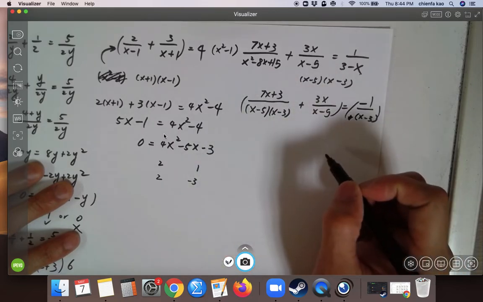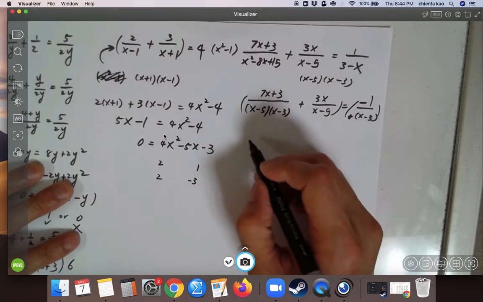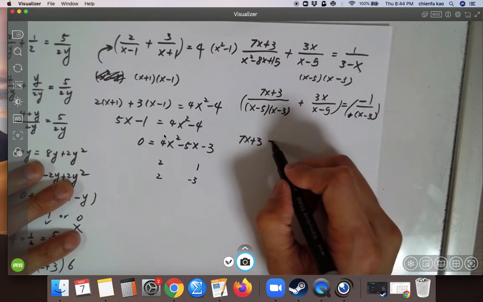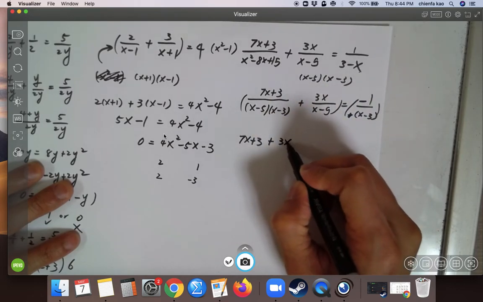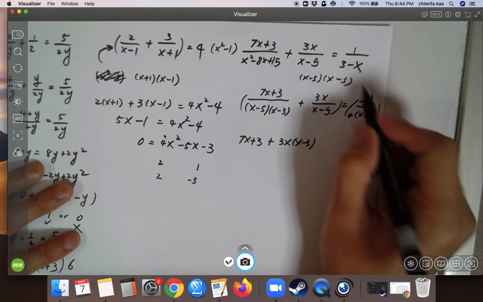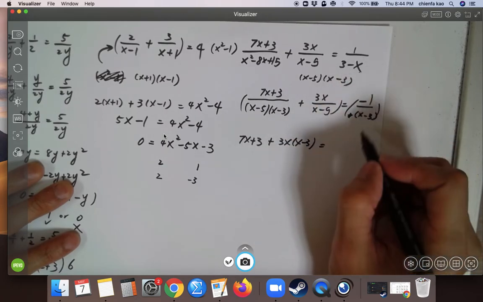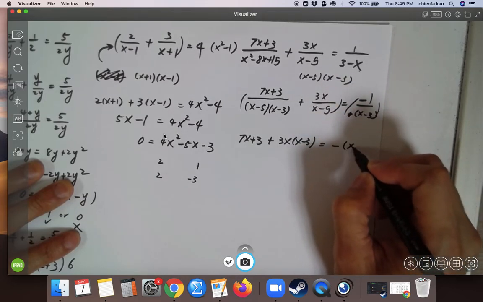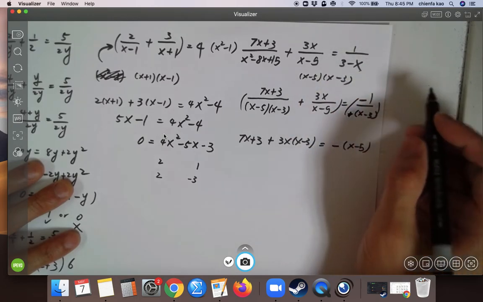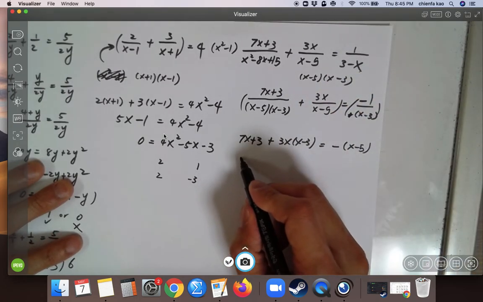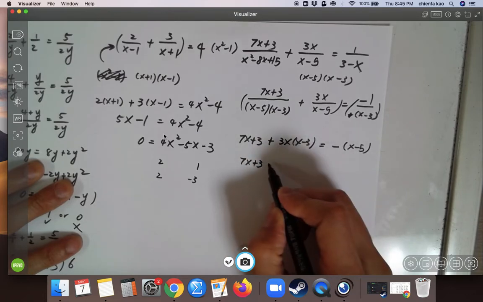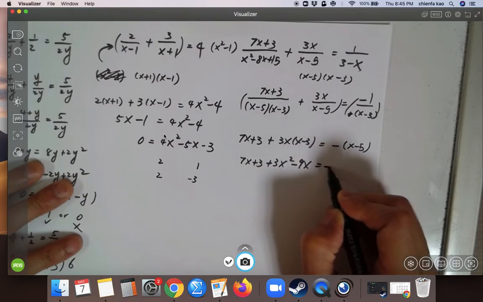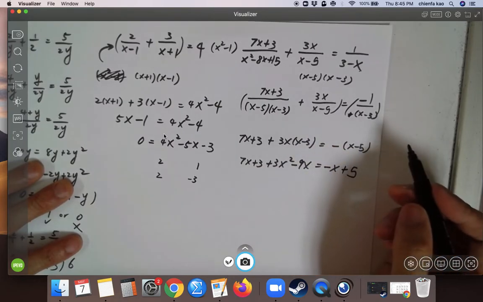Okay, so now that you've done it, this distributes into that, you're left with 7x plus 3. And then this one distributes into that, you're left with plus 3x times x minus 3. And then this one distributes back in here. It will be this and that cancels out, so you're left with negative 1 and then x minus 5, because that and that cancel. So with that said, let's combine 7x plus 3. This is plus 3x squared minus 9x. This one's x plus 5.